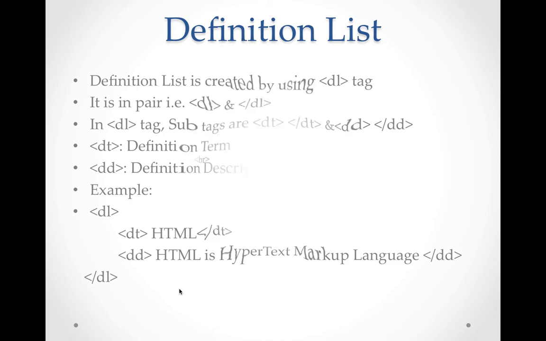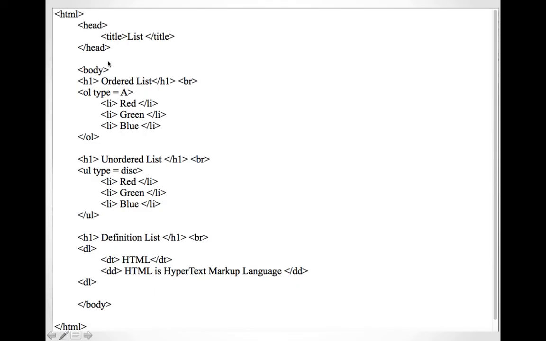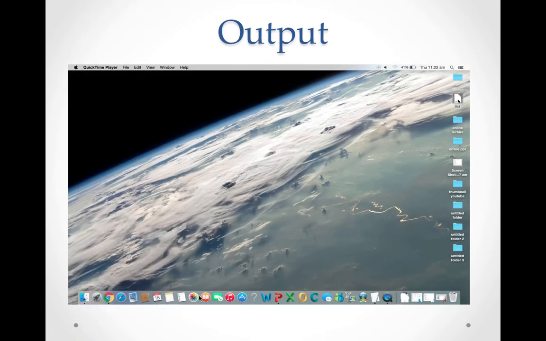Let's see the program. See here, I started with the basic coding and in the body tag I gave headings for these three sections. Why? Because in the final output you will see the appropriate format with the name. So I wrote here for the OL tag, here for the UL tag, and here for the DL tag. Next, let's see the output.